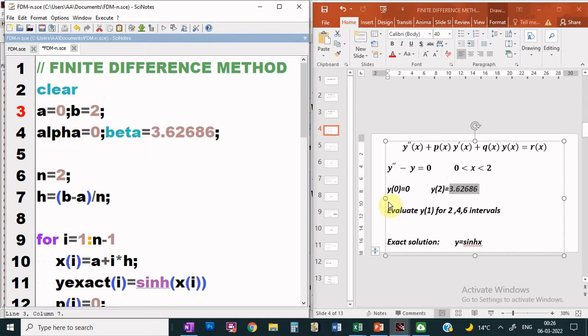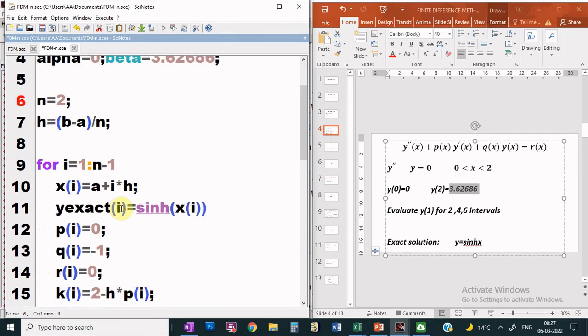And from the boundary condition, we know that alpha is equal to 0. So we define alpha is equal to 0 and beta is equal to the second boundary condition which has been given to us. So these values will vary depending upon which differential equation you are solving. Now since we are solving it for the 2 intervals case, n we will take as 2. And we know from the discussion that the value of the step size h is given by b minus a divided by n. So depending upon the number of intervals, this step size will vary, and this is how it can be computed.